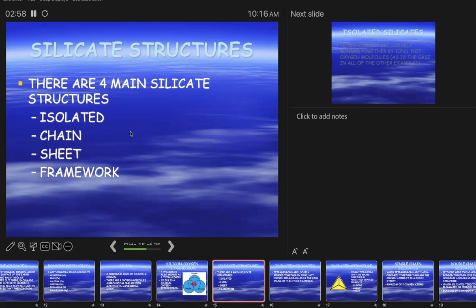So there are 4 ways that we can arrange those tetrahedra, or as we say, 4 main silicate structures: isolated, chain, sheet, and framework. Isolated structure, chain structure, sheet structure, and framework structure. You will see each of these words again, so don't fret if I change the slide here in a moment before you've copied all 4 of them down.